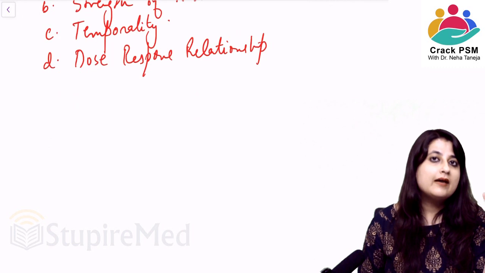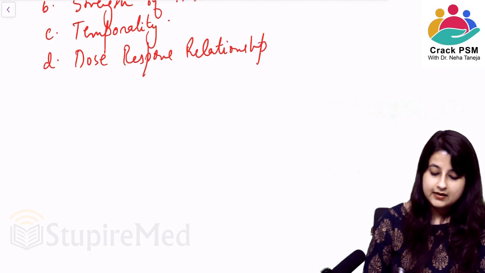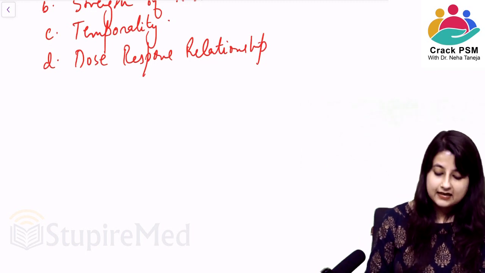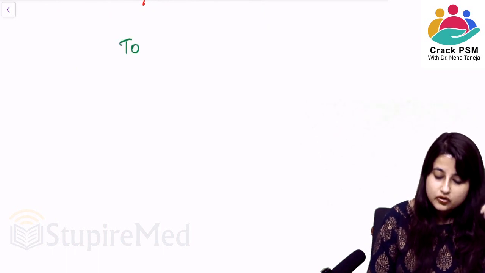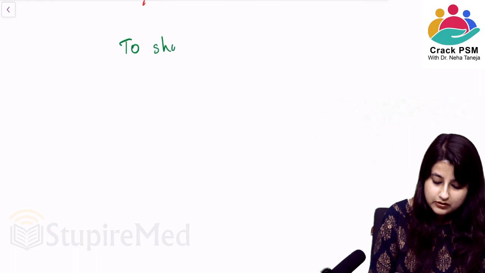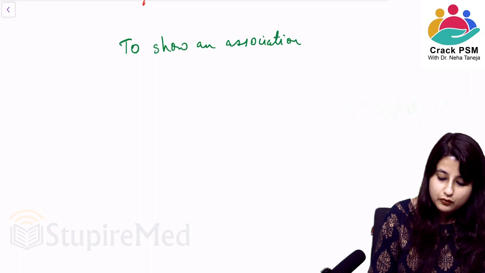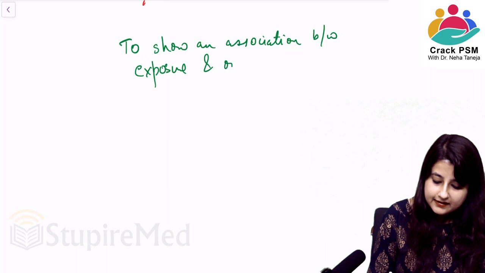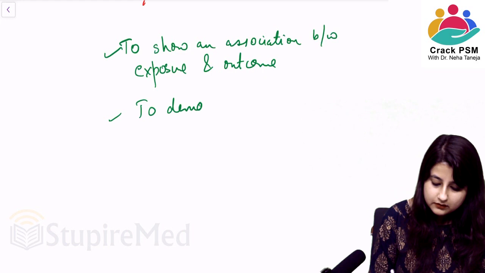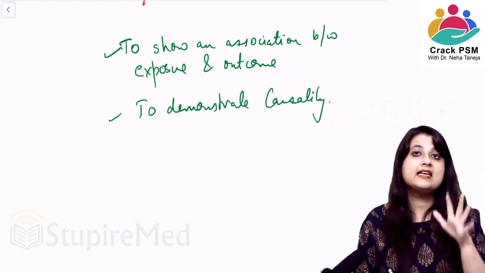Now, tell me, have you ever thought, or can you tell me, why are epidemiological study designs conducted? See, epidemiological study designs are conducted for two purposes. One is to demonstrate an association between exposure and outcome, and the other is to demonstrate causality. Now what is the difference between association and causality?